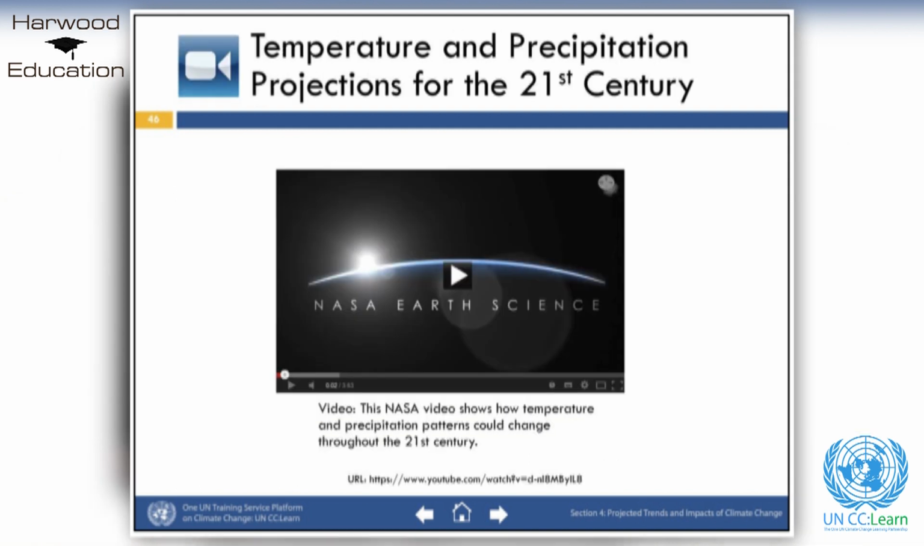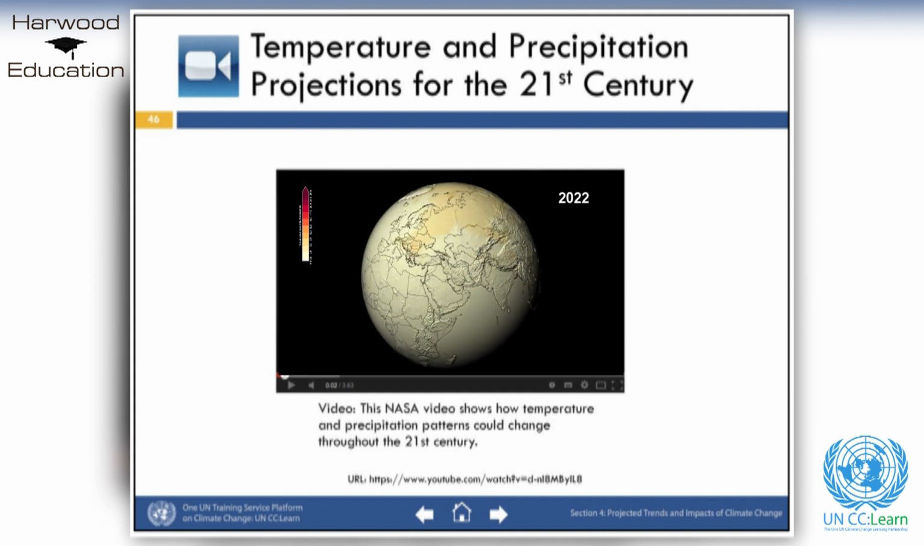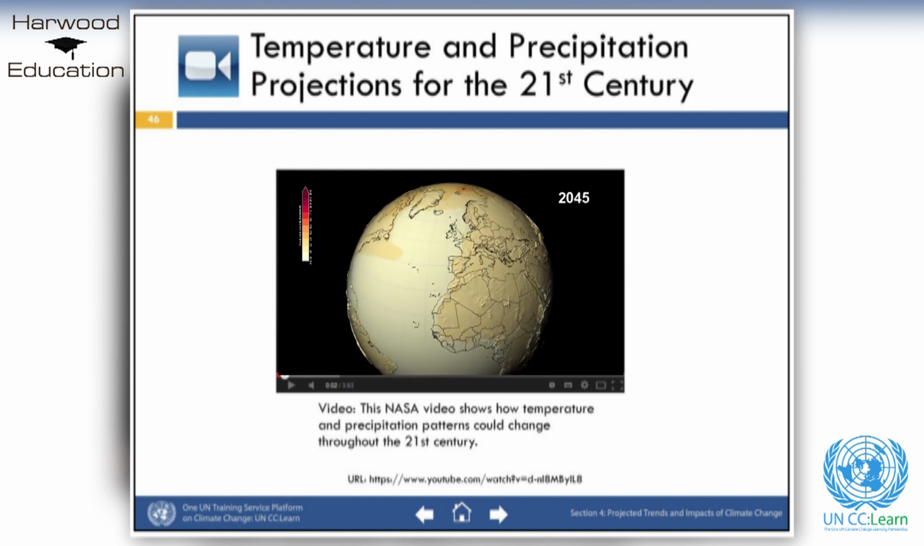Temperature and precipitation projections for the 21st century video. Who can tell what the future will be like? NASA scientists have combined data from several climate models used by the UN Intergovernmental Panel on Climate Change to show how patterns of temperature and precipitation could change through the end of the 21st century. This visualization shows the expected changes in temperature and precipitation we might see, compared to the average levels of the late 20th century.